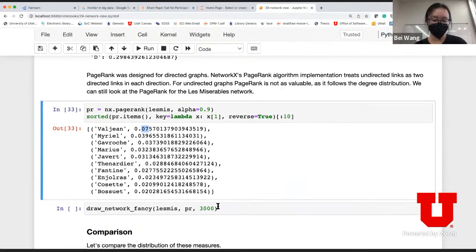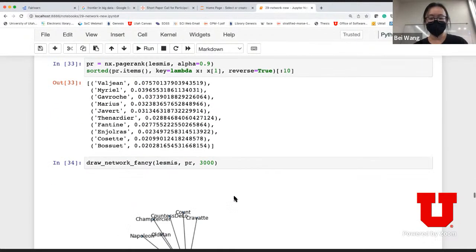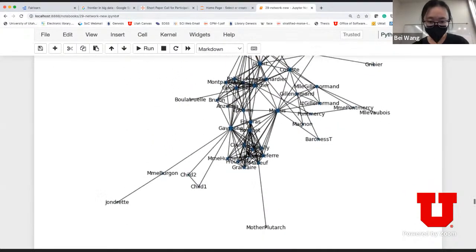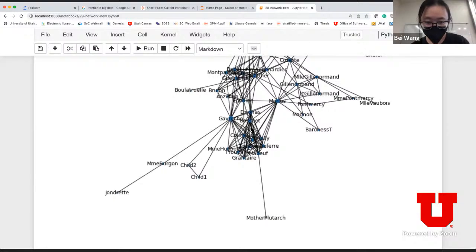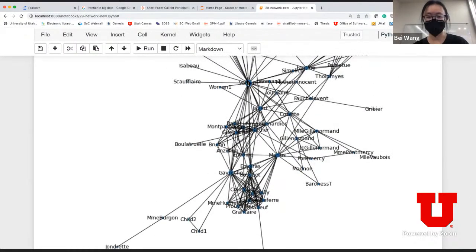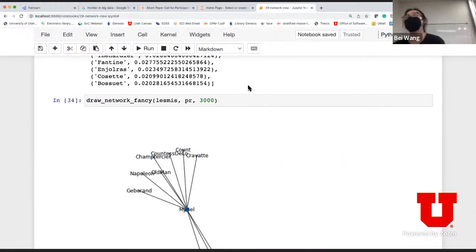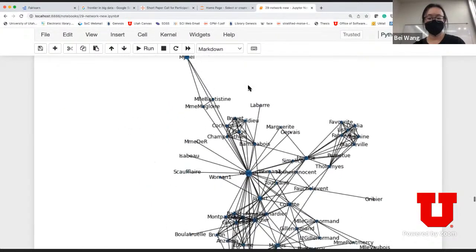Another way to see it is to visualize it. It should be somewhere here, right here. That is the one proportional to its PageRank. So in some sense, PageRank aligns well with our intuition of the importance of nodes.